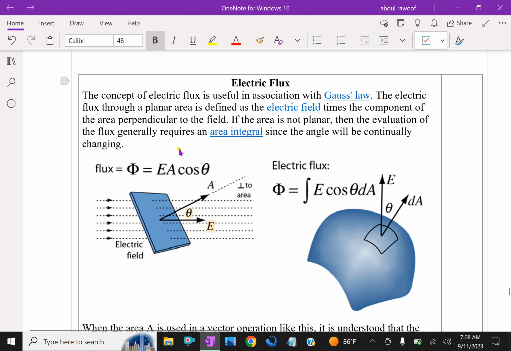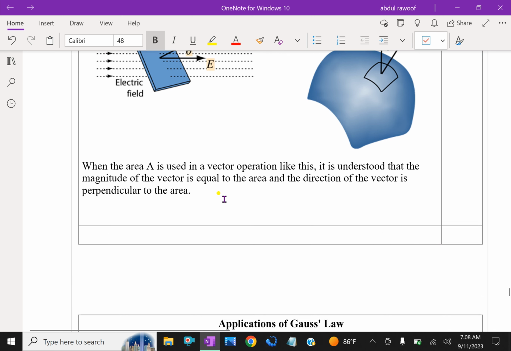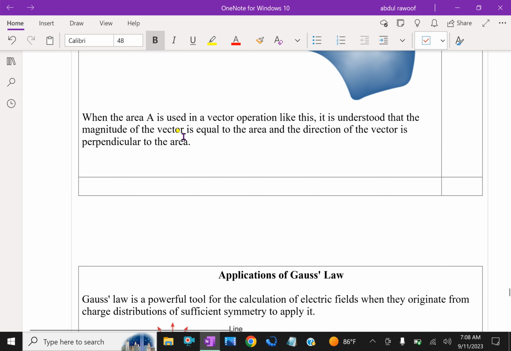Then the evaluation of the flux generally requires an area integral since the angle will be continually changing. Here, phi equals integral E cos theta delta A. This is the integral form of electric flux. When an area A is used in a vector operation like this, it is understood that the magnitude of the vector is equal to the area and the direction of the vector is perpendicular to the area.